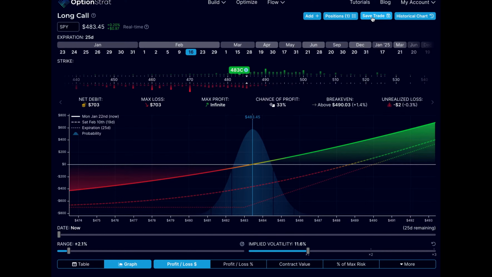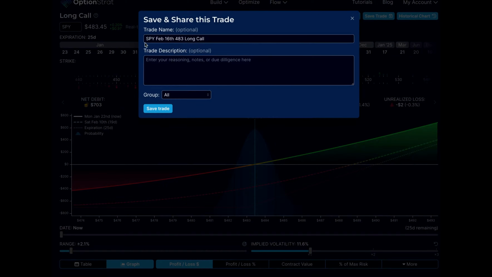I'm going to save this trade, and it automatically provides a name, but I can come in and name this whatever I want, and I can put in whatever notes I want about this trade. Bullish trade, looking for a market pop, or whatever it is. And then I can put this trade also into different groups. I can create whatever groups I want and drop that trade into a specific group.